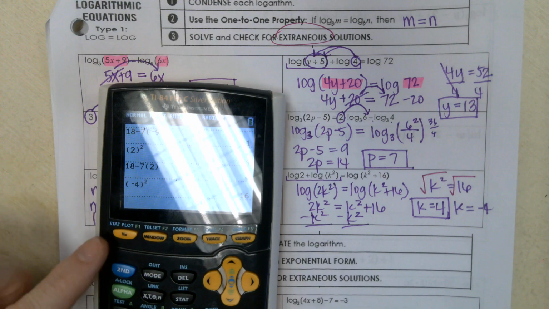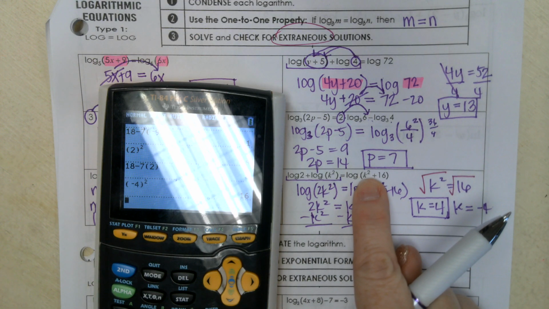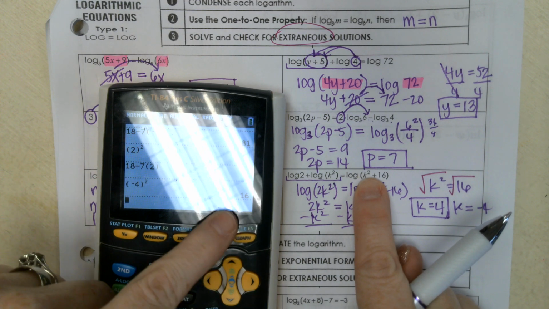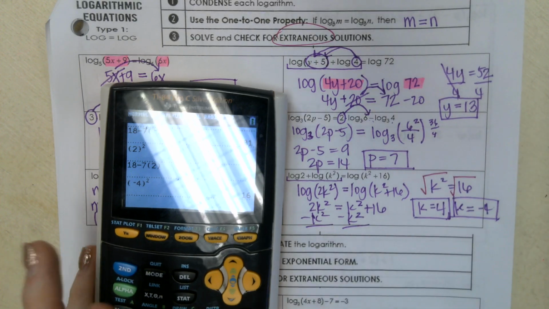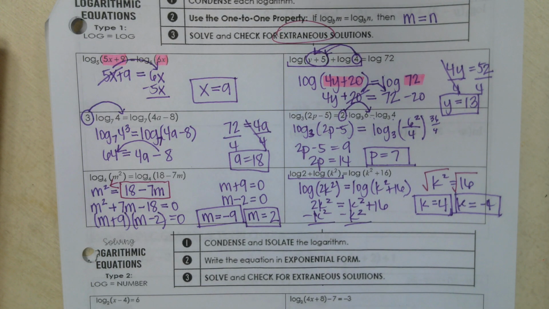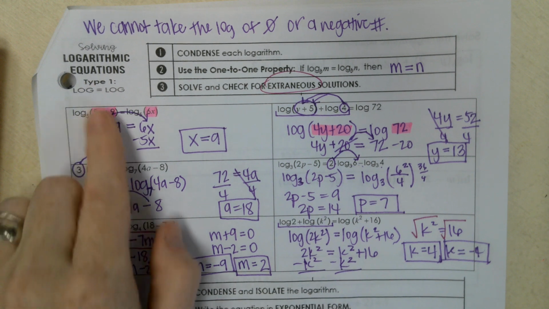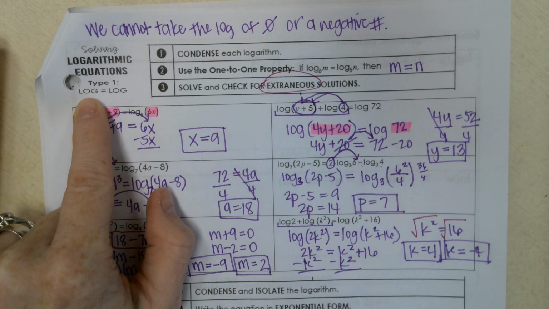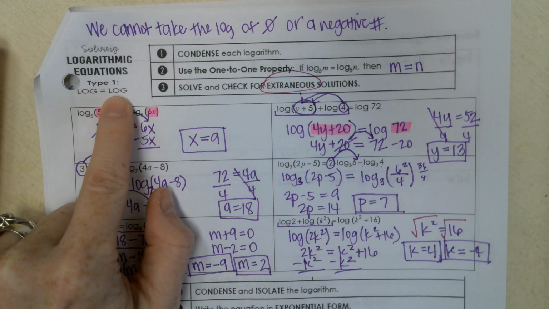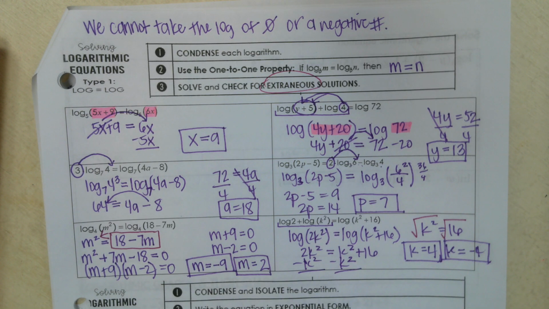And then I come right here. This also, the negative 4 squared is going to give me 16, and I'll add that 16. So both of these solutions work. Now this was type 1. This is where I have 2 logarithms set equal to each other. I have the logs on either side of my equation.